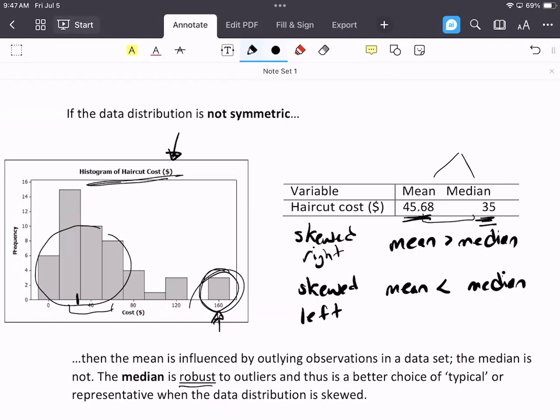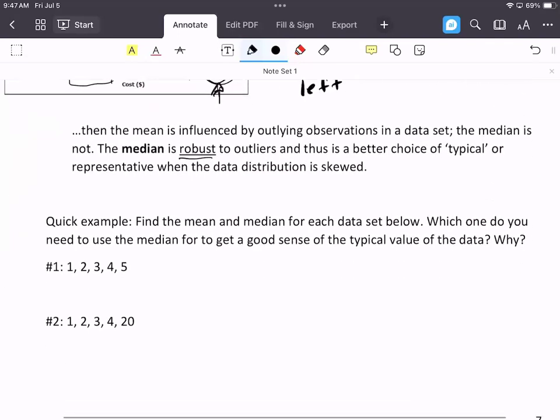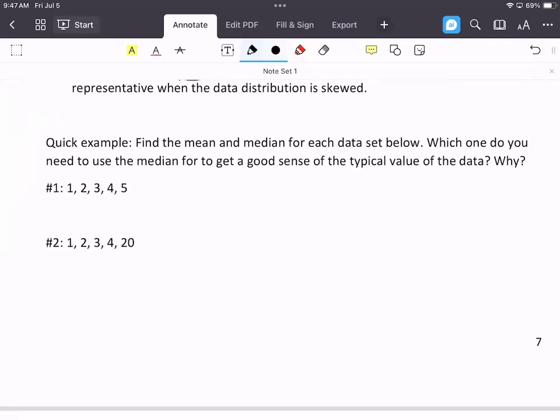But here I can look at that data distribution, looking at the shape that we talked about earlier, and say, oh, okay, well, yeah, this is a skewed distribution. These are different. I should use the median. Let's do a quick example. Find the mean and median for each data set below. Which one do you need to use the median for to get a good sense of a typical value, and why?